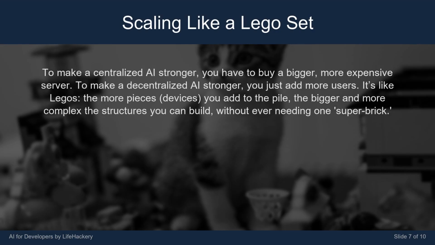To make a centralized AI stronger, you have to buy a bigger, more expensive server. To make a decentralized AI stronger, you just add more users. It's like Legos. The more pieces, devices, you add to the pile, the bigger and more complex the structures you can build, without ever needing one super brick.